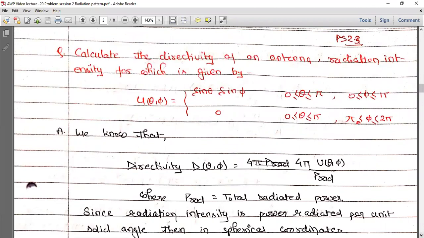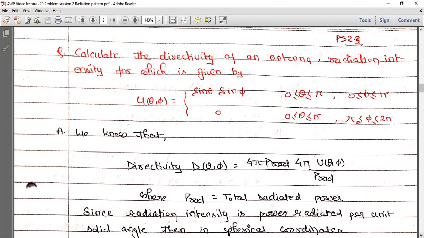To calculate the directivity of an antenna, radiation intensity for which is given by this expression. Okay. So we know that radiation intensity means the power radiated per unit solid angle. You assume an antenna, and don't bother about the distance at which you have to receive the antenna. Just imagine an antenna placed at the origin, radiating power all around.